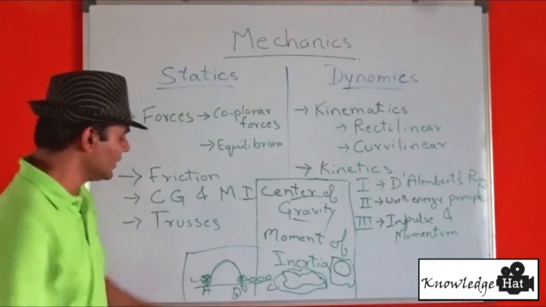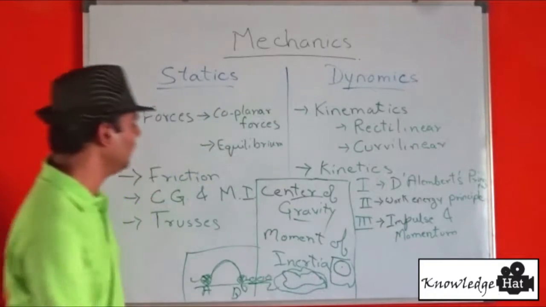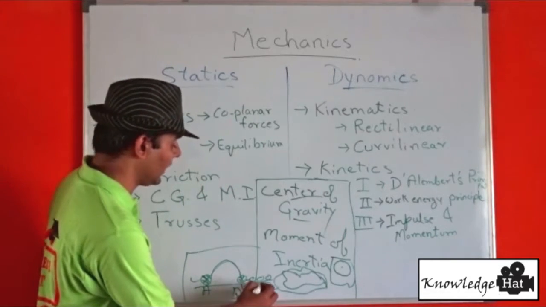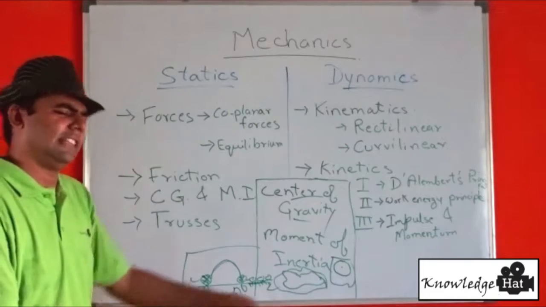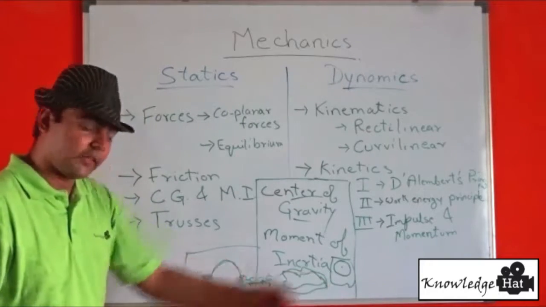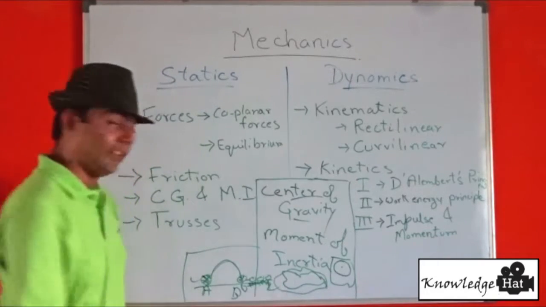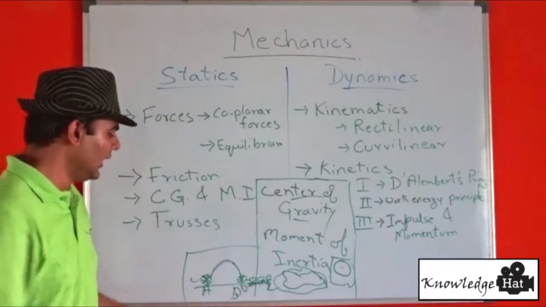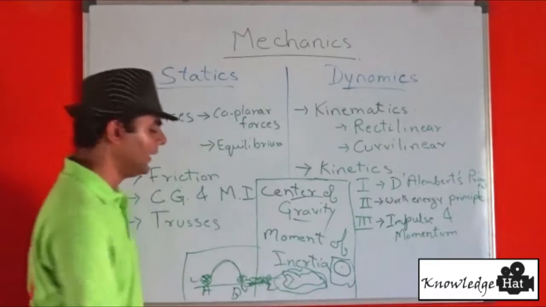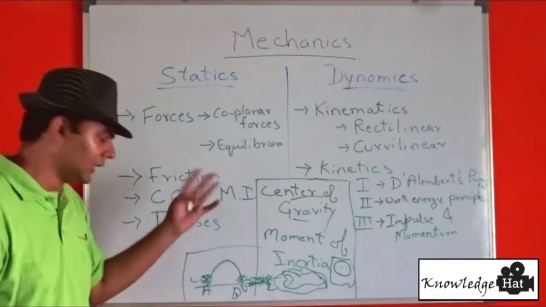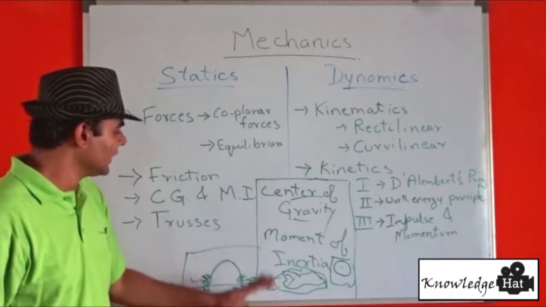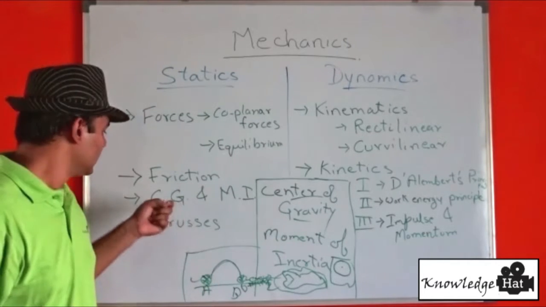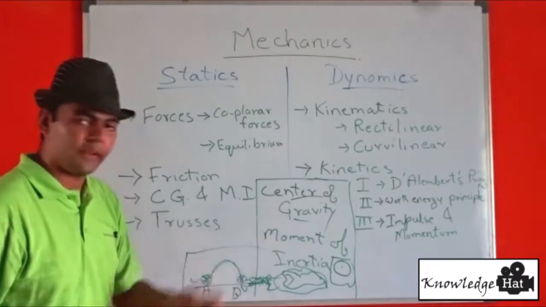The other factor responsible for how far the ball will go is friction. If it is a grassy surface, it will go to a lesser extent. If it is a plain surface, it will go more. If it is a frictionless surface, an ideal case, it will keep on moving till infinity. Now that is a hypothetical situation, but these are the cases which we will go through in CG and MI, that is center of gravity and moment of inertia.